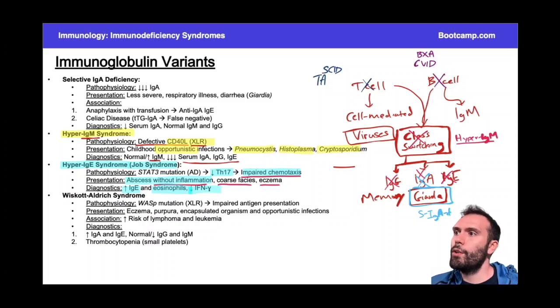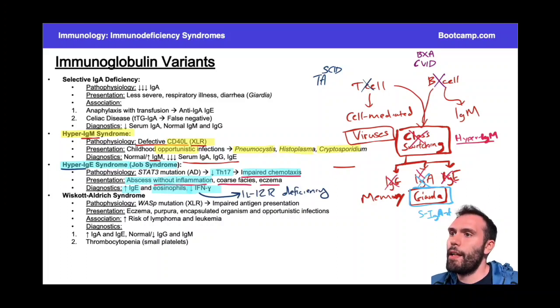And you can also see very low levels of interferon gamma. Now, there's really only two major diseases where you're going to see low levels of interferon gamma. This is going to be one of them. The second big one is going to be interleukin 12 receptor deficiency. Okay, that's going to be the other classic pathology. But I think for the purposes of hyper IgE syndrome, that's really what you have to know.